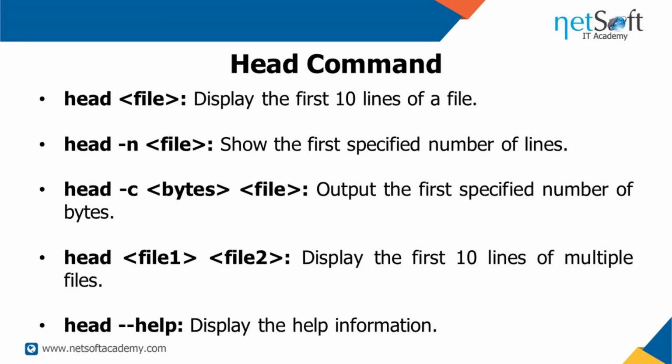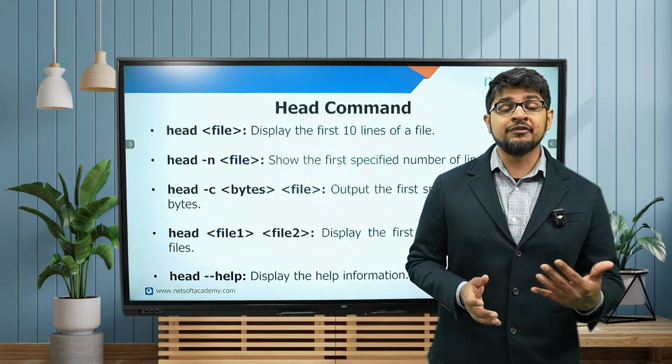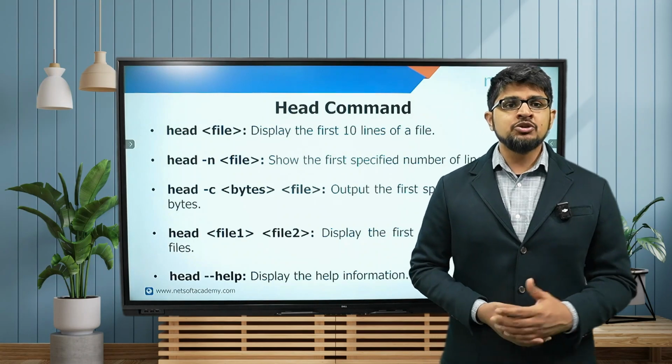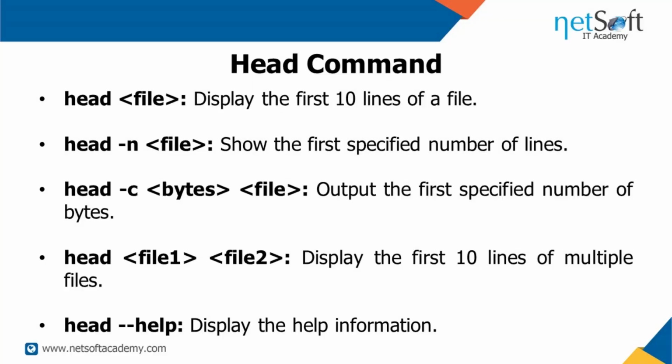Now, if you want to display a different number outside of that default 10, you can also use the option head minus n to show the first specific number of lines. So you can say head minus 3 to see the top 3 lines of a file or some output. You can even output the first specified number of bytes using head minus c. And of course, this works on multiple files as well, just outputting the head command.